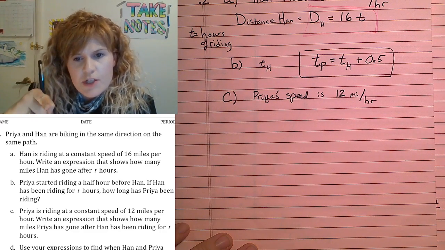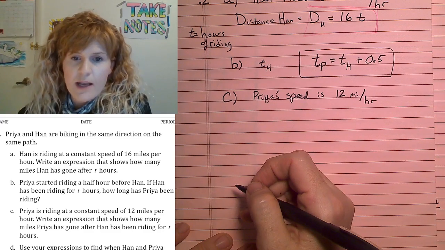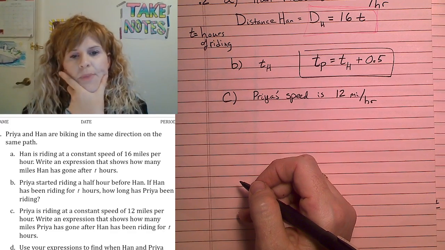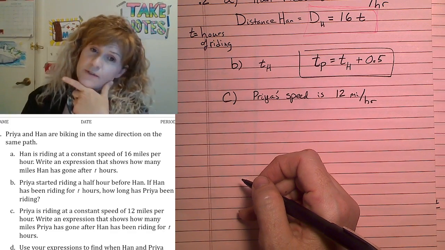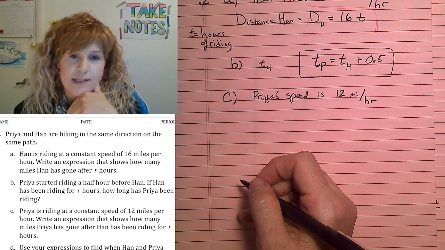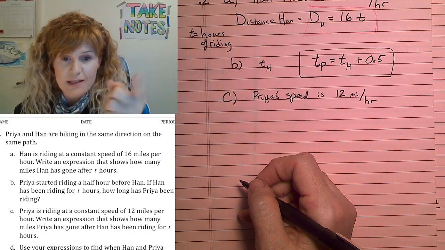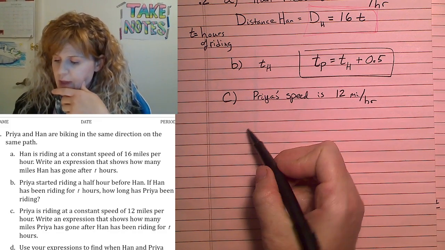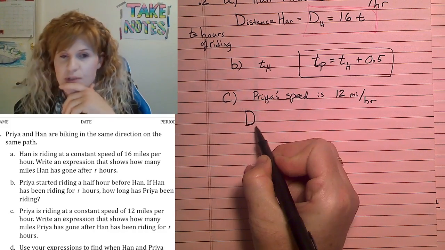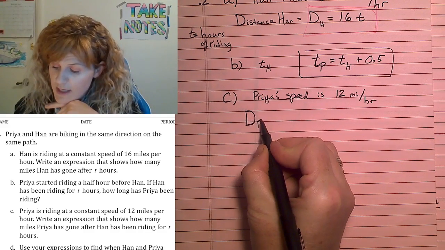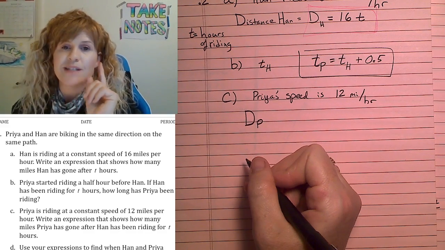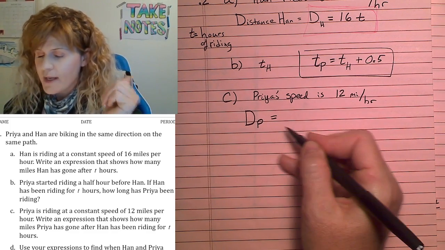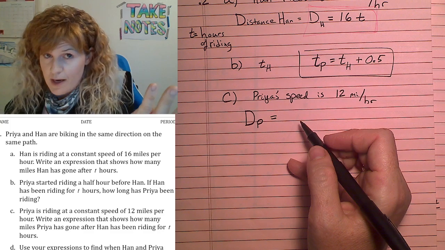Write an expression that shows how many miles Priya has gone after Han has been riding for t hours. So actually Priya's time is different than Han's time, but we're using Han's time in the expression. It says after Han has been riding for t hours. Okay, we can do that. So we're writing an expression for the distance that Priya has gone according to the time that Han has been riding. Got it. Well, then how much time has Priya been riding?